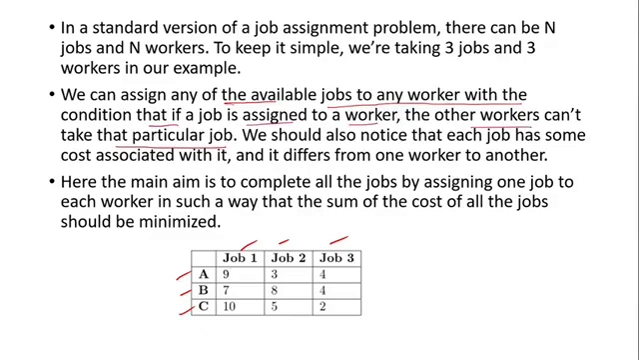If we assign, let's say, job 1 to A with cost 9, that job cannot be assigned to any other worker. Once a job is assigned to a particular worker, the same job cannot be assigned to any other worker. Our main aim is to complete all jobs by assigning one job to each worker in such a way that the sum of the cost of all jobs is minimum. So basically it's a minimization problem.